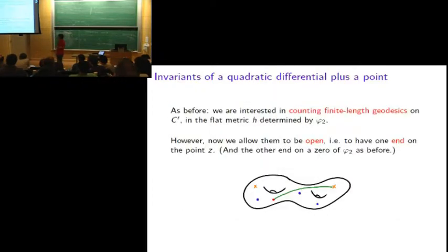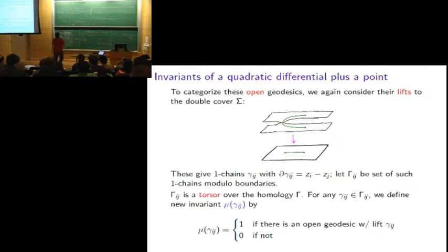So now I want to count these new objects. Just like before, I need to attach some sort of data that keeps track of their topology. Now they don't lift to closed curves anymore. What they lift to is some sort of open cycle, which has its ends on the two preimages of my marked point. So instead of a class in homology, I get some kind of chain with fixed boundary. I'll let gamma ij, where i and j label these two points in the cover.